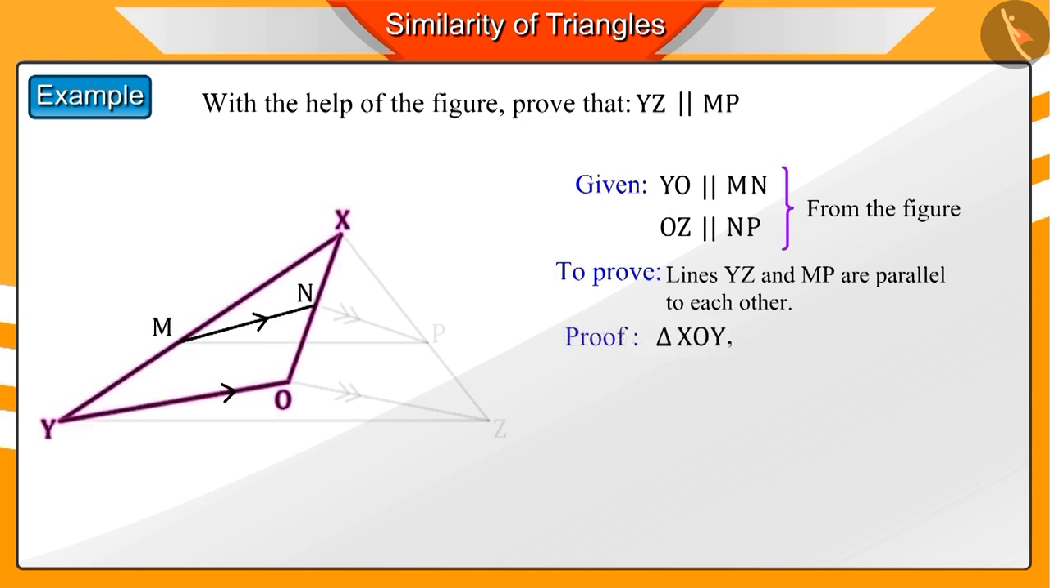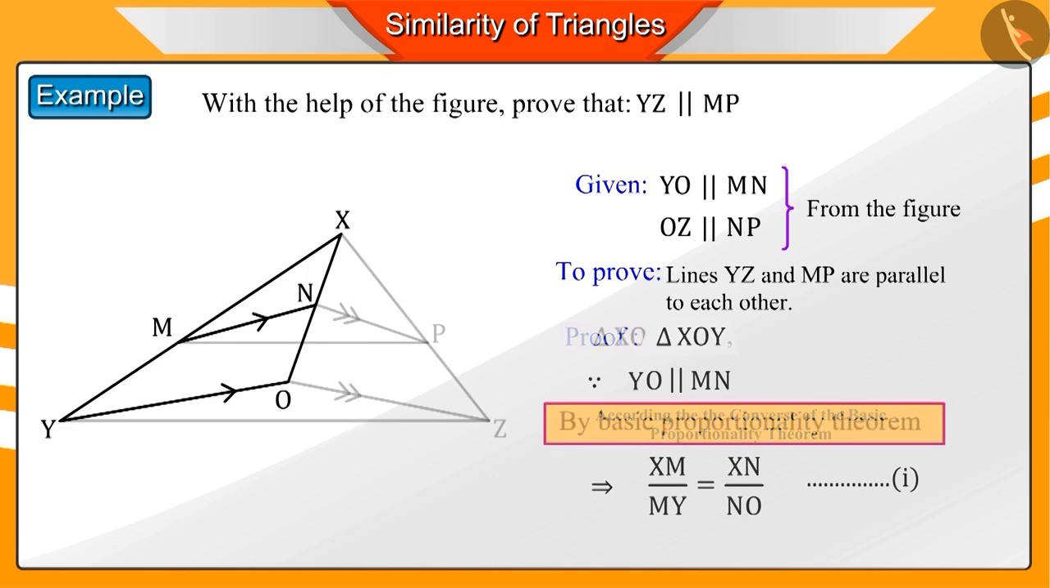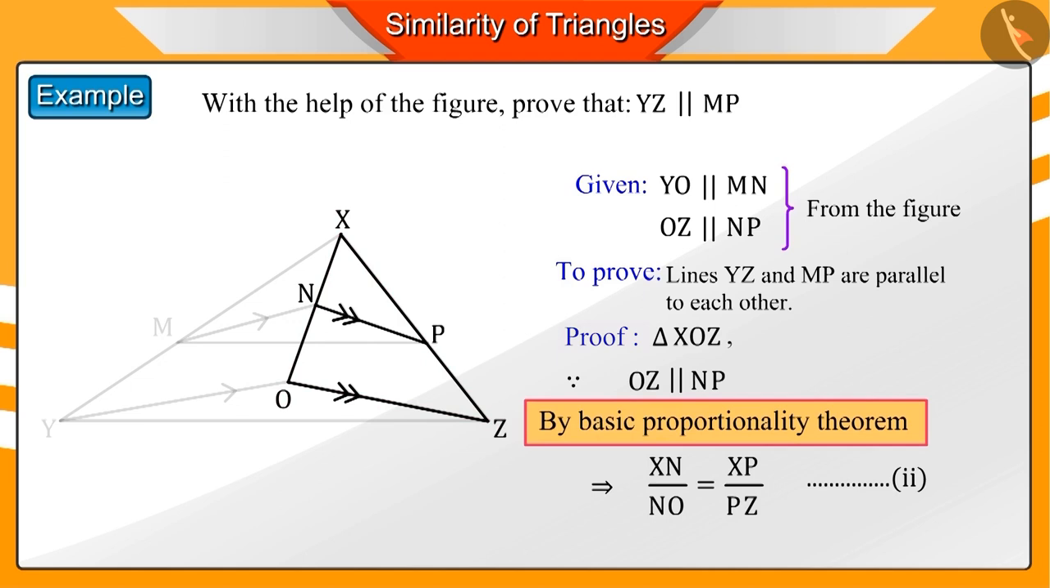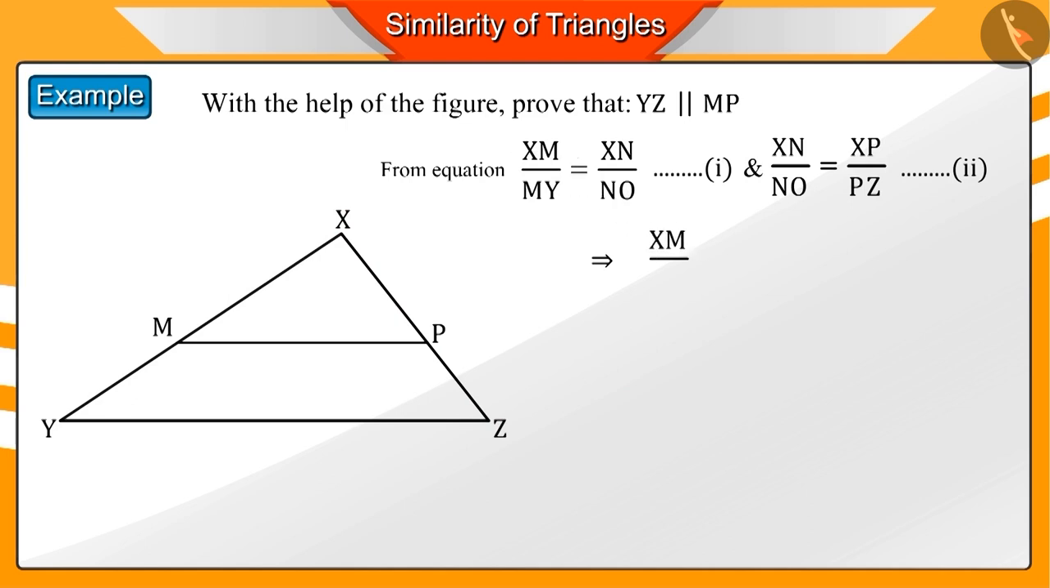If we observe the triangle XOY, we get to know that the line MN is parallel to the line YO. Hence, according to the basic proportionality theorem, XM by MY equals XN by NO, which is represented by equation 1. Similarly, we can derive equation 2 from the triangle XOZ. From equations 1 and 2, we get XM by MY equals XP by PZ, which we represent by equation 3.